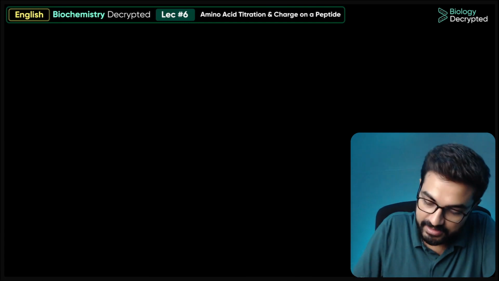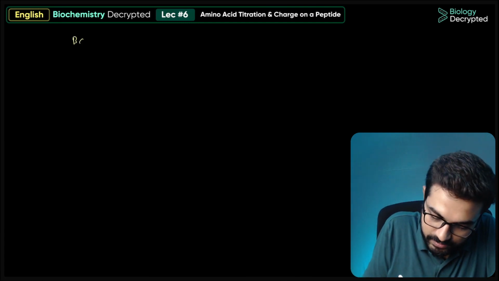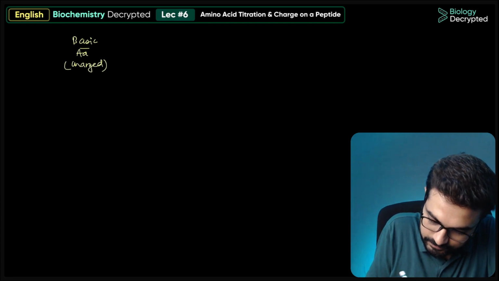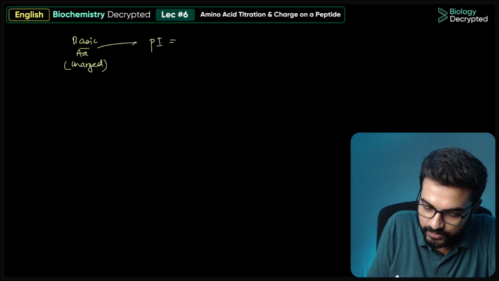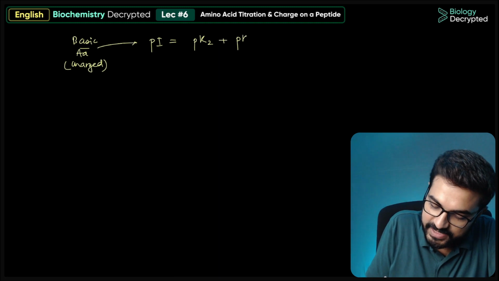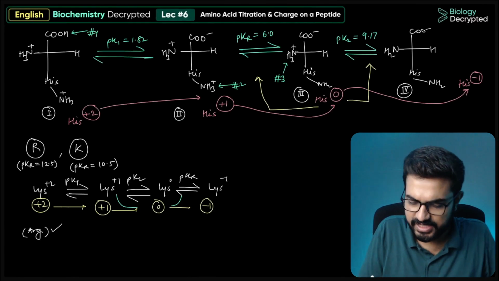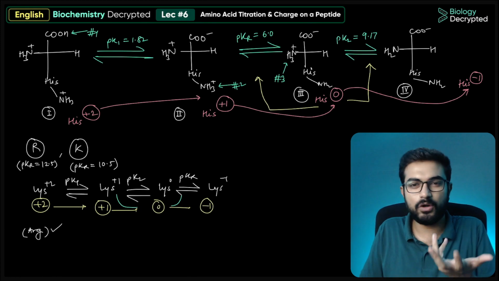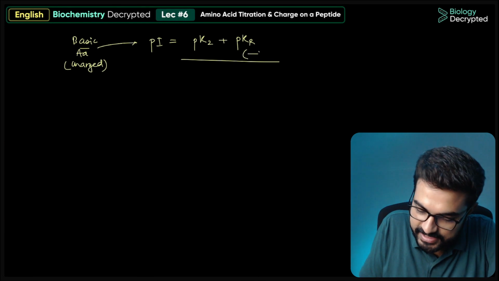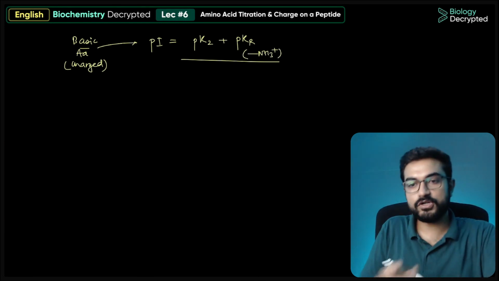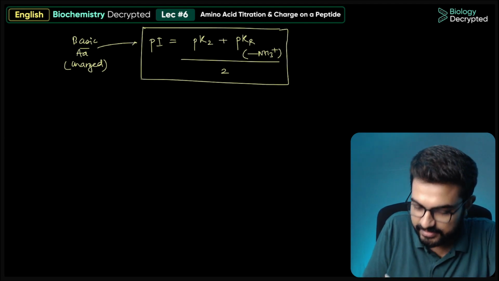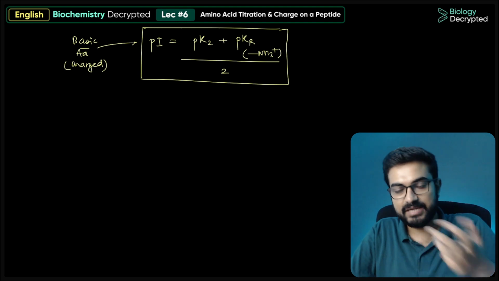And finally, if we calculate the value of PI for basic amino acids, which are obviously charged, what we'll write here for PI is pK2 plus pKr. This will be the same for histidine as well. See, for histidine we were taking pKr first and then pK2, but the order doesn't matter if you are taking an average. So pK2 plus pKr, where the pKr here is for the side chain, divided by 2, and we get this as the formula for PI calculation for basic amino acids that are charged.